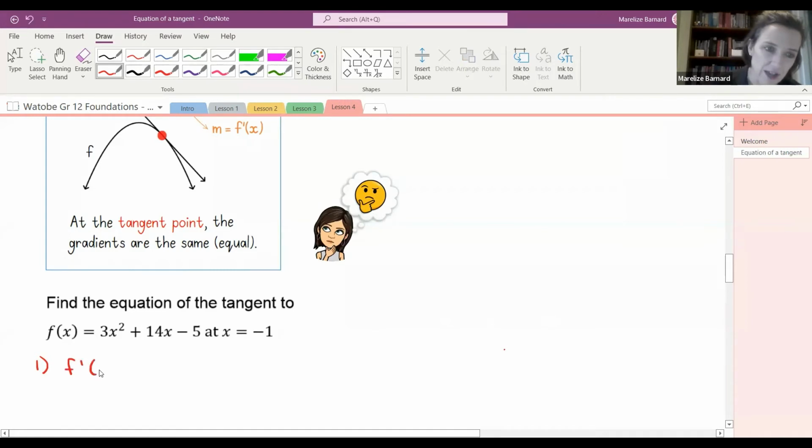We're going to differentiate, find the derivative. This is going to give me 2 times 3 is 6x. 1 times 14 is plus 14. X to the power of 0, so we won't write that. And then minus 5 when differentiated is 0. So here's my derivative. So the first step is to find the derivative.